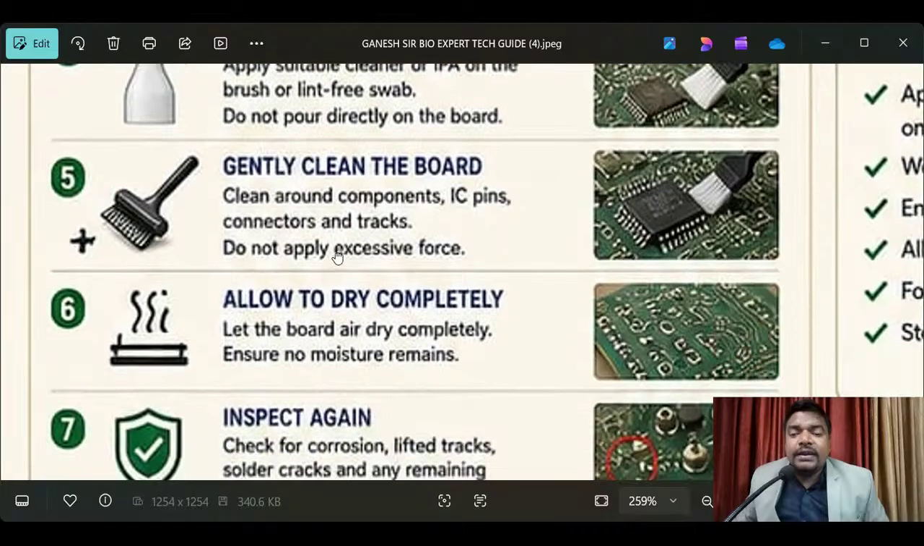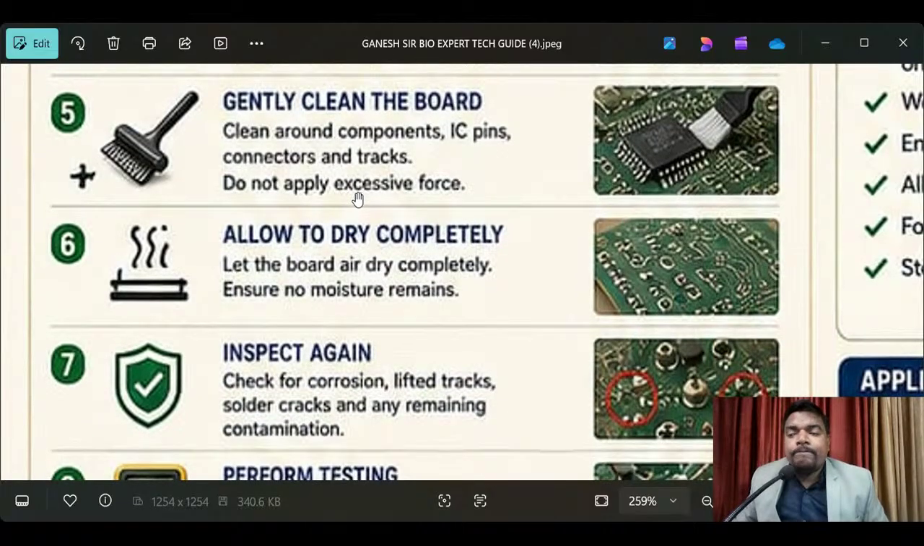Okay, now see here, sixth point: allow to dry completely. Let the board air dry completely and ensure no moisture remains. Okay, these things are very important. Proper work is important, proper practice is important, proper repair is important, and proper diagnosis is important. Okay, to keep medical equipment in working condition, you have to check all these things. I hope you are getting my point right now.